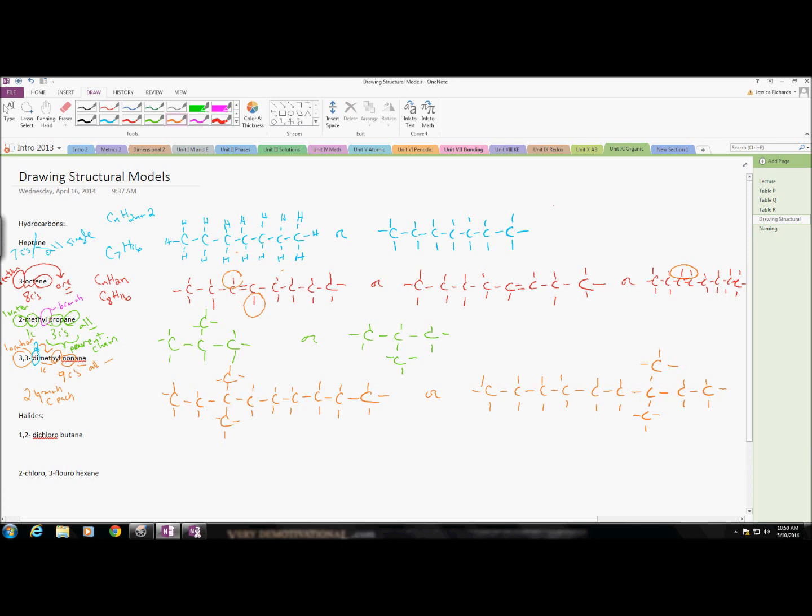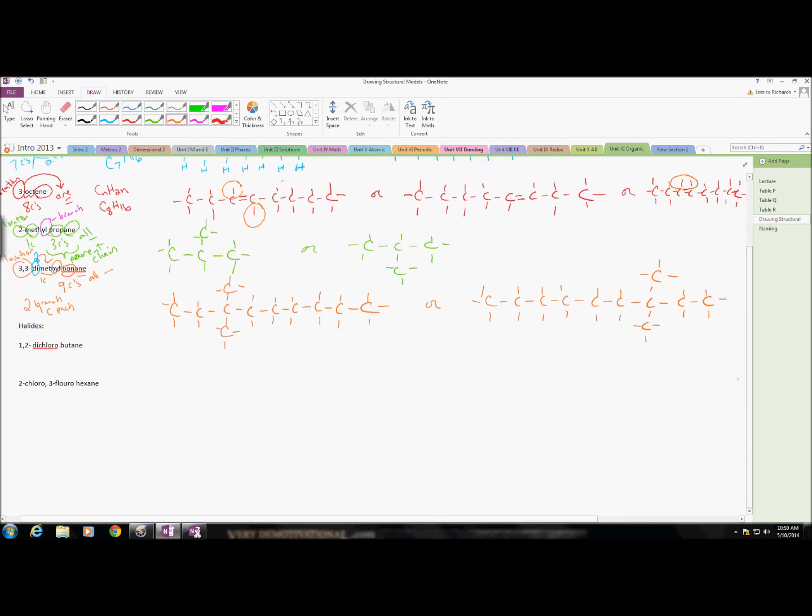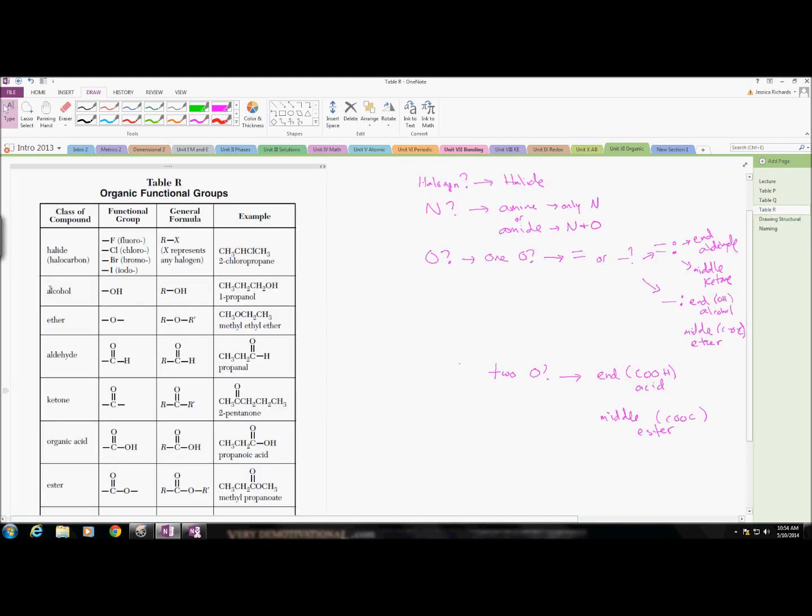So the words in the names are instructions for how to draw them. We're going to move on to halides. When you see a name and it contains one of the halogens, so hopefully at this point in the year you're familiar enough with the elements that fluorine, chlorine, bromine, and iodine are familiar to you. That's the halogen group, group 17. So when you see chloro, you should think chlorine and Cl. Go to reference table R. And the very first category here are the halides. So fluoro means a fluorine, chloro, chlorine, bromo, bromine.